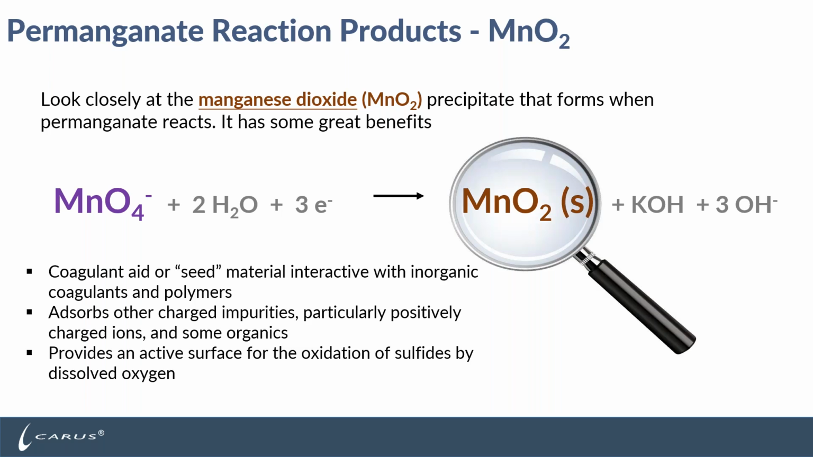This MnO2 or manganese dioxide is actually a very useful flocculant material that can play an important role in water and wastewater treatment. It can act as a coagulant aid or seed material that interacts with inorganic coagulants and polymers. It can help adsorb other charged impurities such as charged ions and some organics, and it also provides an active surface for the oxidation of sulfides by dissolved oxygen.